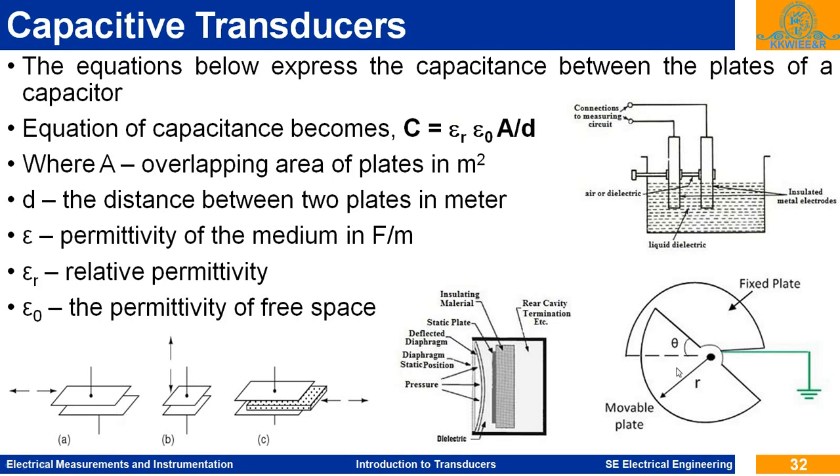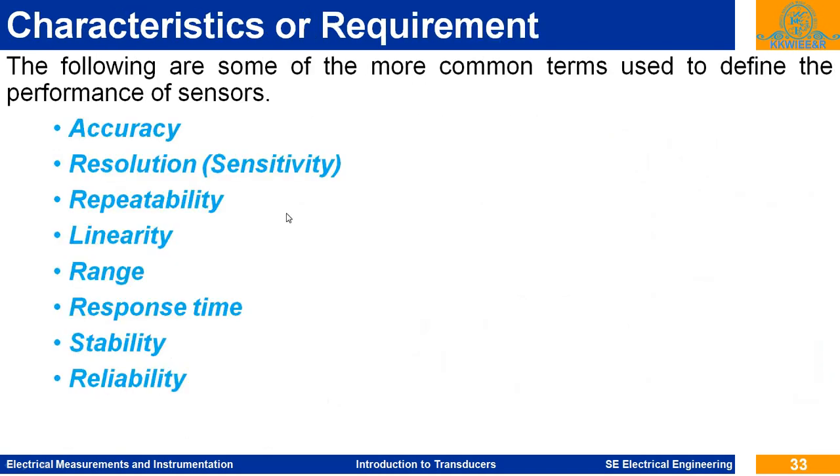Again, here there is a linear displacement. Here one plate is fixed, another plate is moved in the angular direction. This is the overlapping area, so as the area is changed, we can measure the capacitance. Here there is a liquid measurement. These are the two plates, and between them the level of the liquid dielectric changes. So here we are measuring mu r, mu 0, and we can measure the level of the liquid. These are the applications of capacitive transducers.